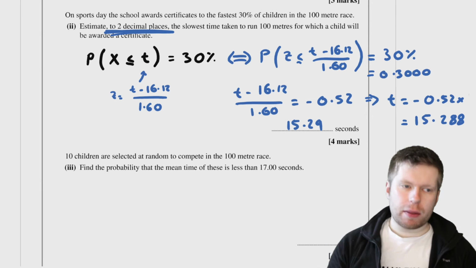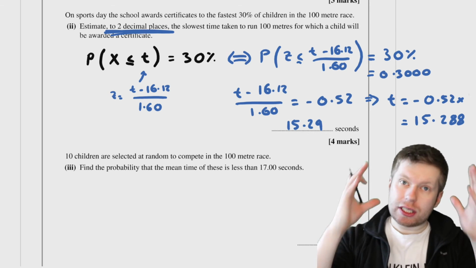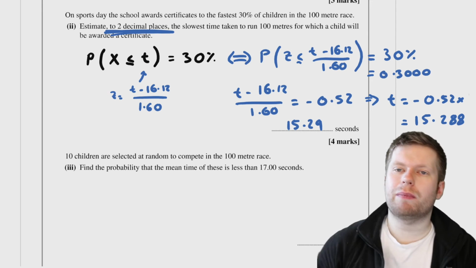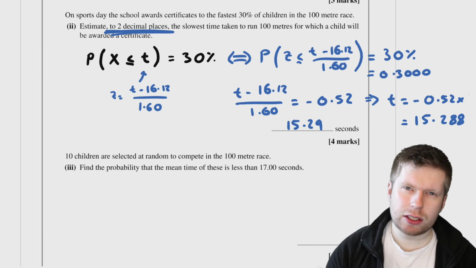So what this basically says is that because I know that 30% of people get a certificate, providing me the top 30%, that basically means that t, 15.29 seconds, if I have a time which is faster than 15.29 seconds, in other words, lower than 15.29 seconds, I get a certificate. I'm in that top 30%. Okay, so hopefully that makes sense.